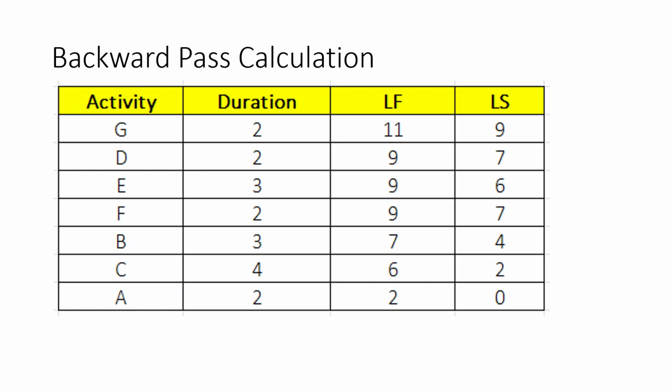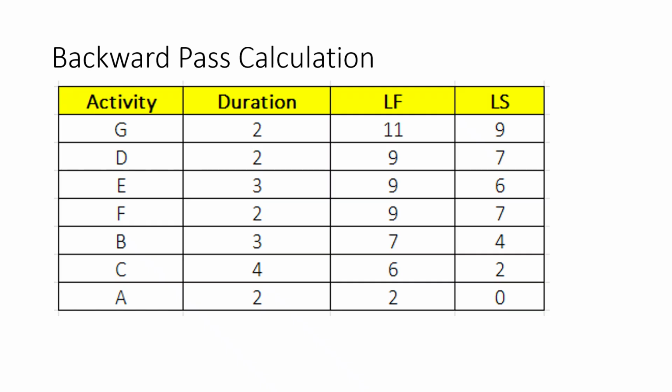Activity G is the final activity and its LF is 11 and its duration is 2 days. So LS is 11 minus 2, which is 9. Activities D, E, and F all lead to G. Since G starts at day 9, the LF for D, E, and F is day 9.